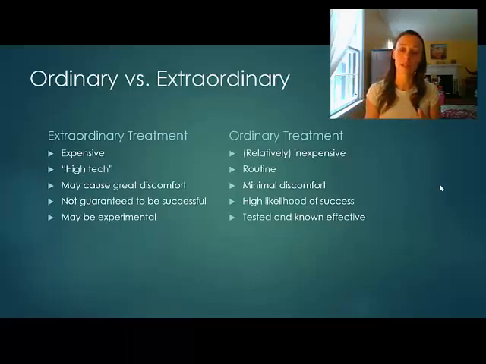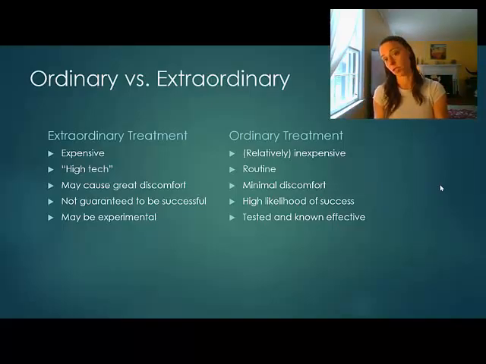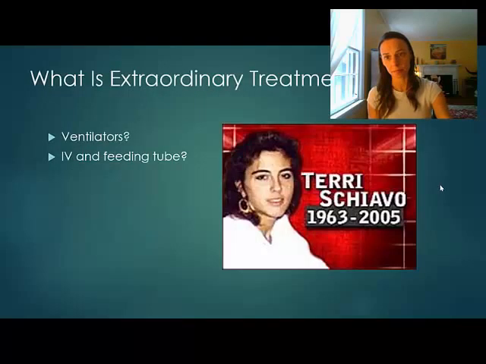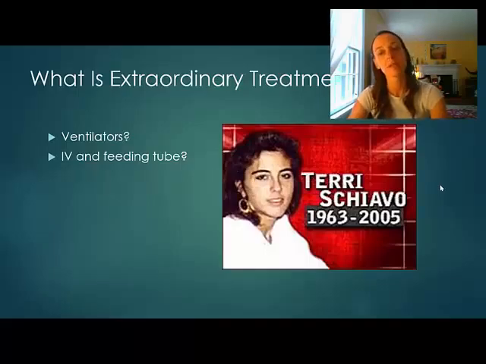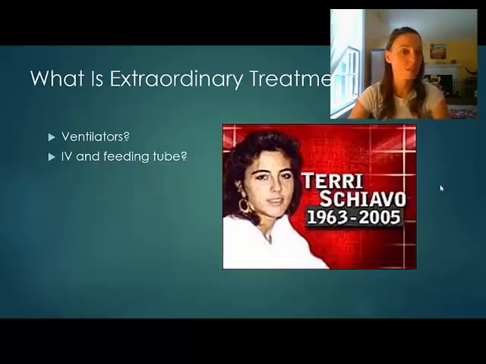So instead of thinking about categorizing different treatments as always ordinary or always extraordinary, we probably want to think about the circumstances in which that treatment's being used. Okay, so the question here as it relates to euthanasia is what counts as ordinary, extraordinary treatment? So we already talked about ventilators. They are pretty high tech. They're expensive, even though they are also pretty standard use in hospitals today.